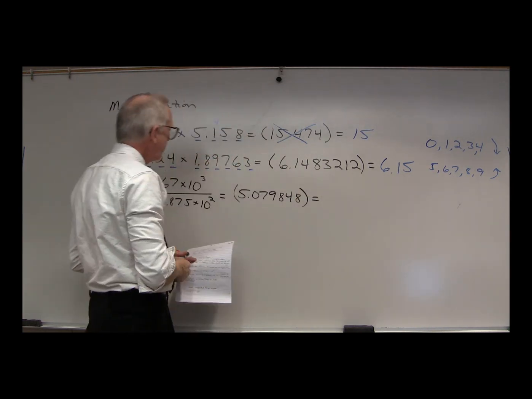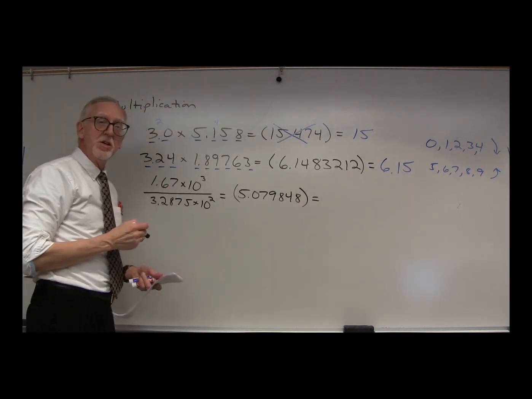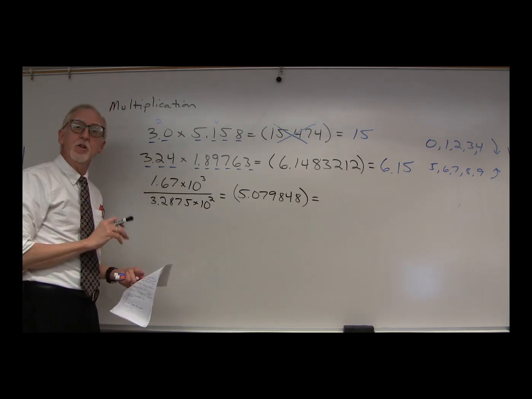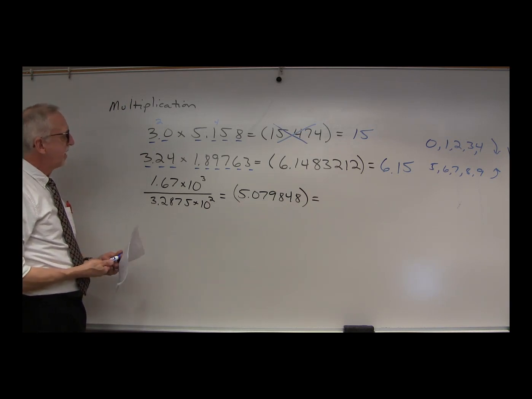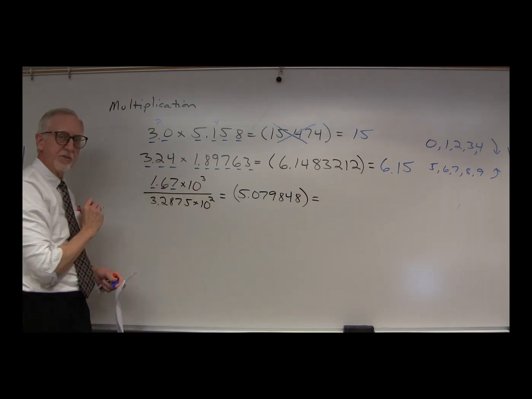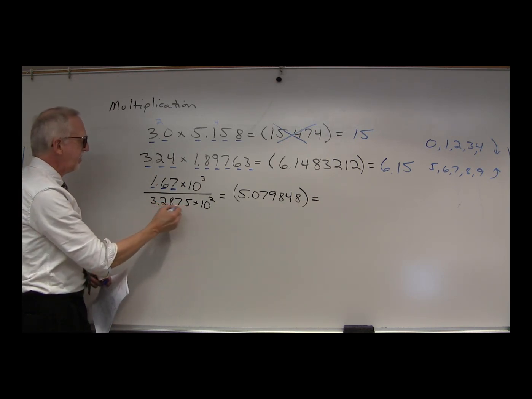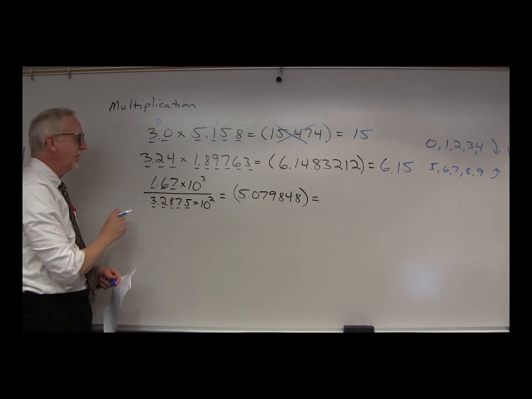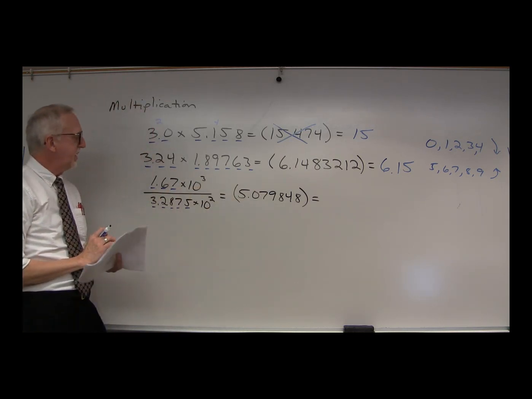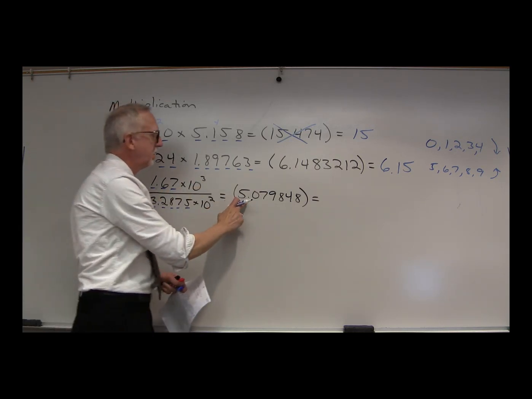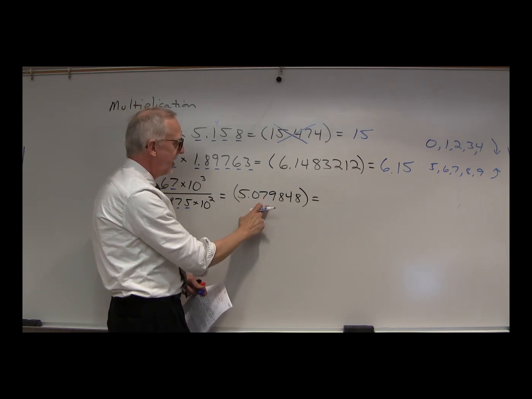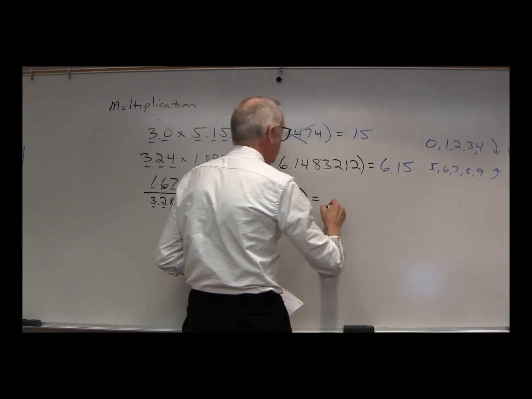Okay? Now, the rule for division is exactly the same as the rule for multiplication. All we have to do is look at the number of sig figs. So in this case, 1.67 times 10 to the 3, that's got 3 sig figs. 3.2875, 1, 2, 3, 4, 5 sig figs. You multiply it out, or divide it out in this case, and we get this. We're going to keep 3. So what's the answer? Think about it. 1, 2, 3, that 9, we'll round that up, 5.08.